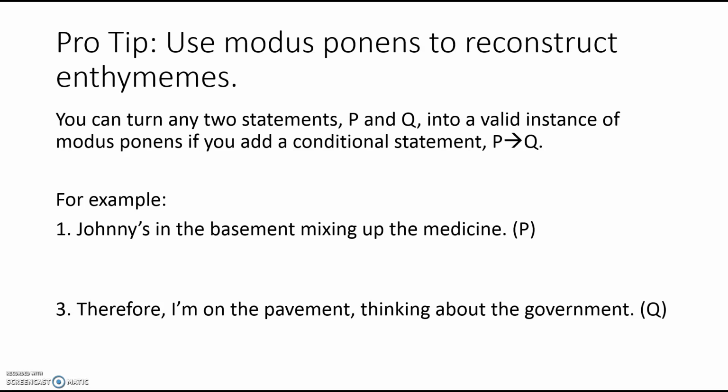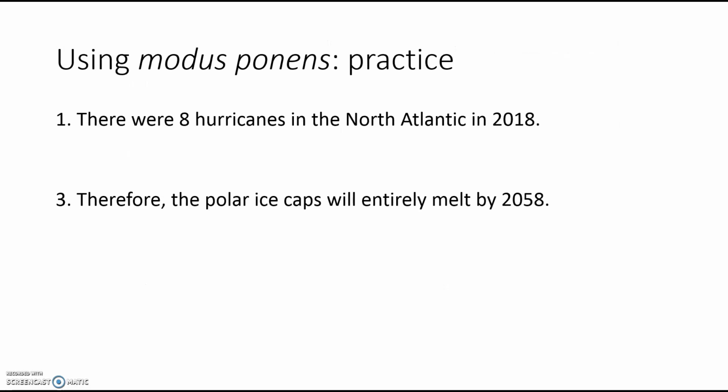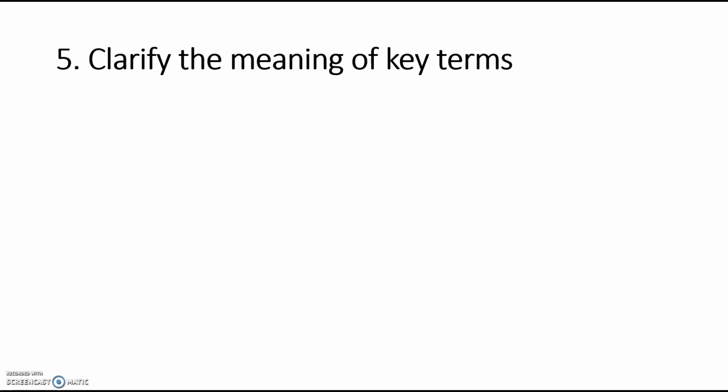But it doesn't matter if you know what it means or not. You can make that a valid modus ponens argument by just creating an if P then Q conditional premise. What's that going to say? If Johnny's in the basement mixing up the medicine, then I'm on the pavement thinking about the government. And right now, you've just charitably reconstructed that into a valid instance of modus ponens, a valid argument. Use that. Here's some more practice examples you can do on your own time.